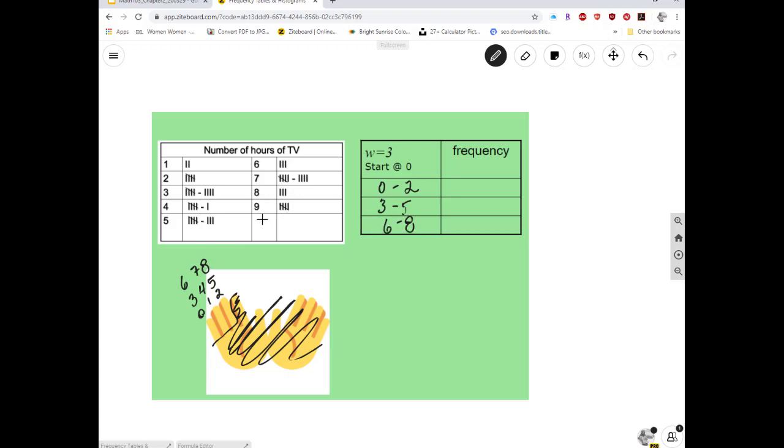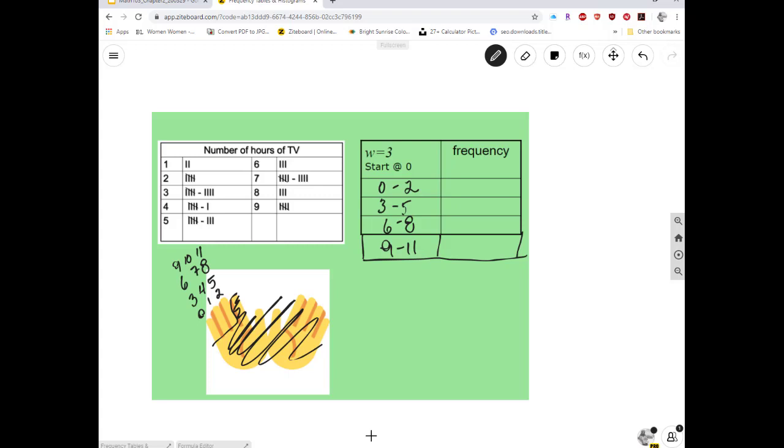Now, I have to go all the way up to 9 hours. So what does that mean? It means that I have to make another part of my frequency table here. I need to add to it so that I can make it fit. And here we're going to go 9, 10, 11. And this last interval is going to be 9 to 11.